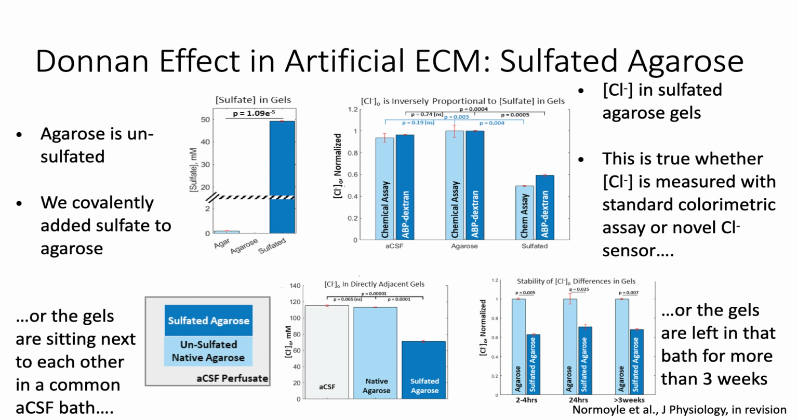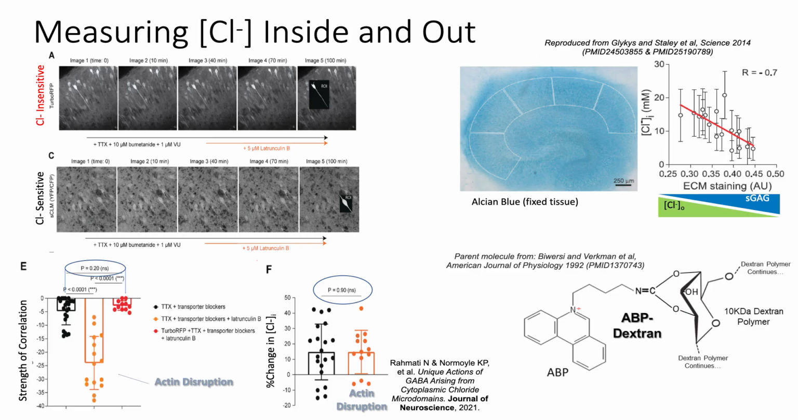And so what I really want you to take away from this benchtop ECM experiment is that it should not be surprising that the concentration of chloride in the extracellular space is significantly less than is the bath that's there, the CSF or ACSF that you've provided. And so I'll show you that we've actually measured the concentration of chloride inside and out. I'll just briefly show you this in the inside of the cell.